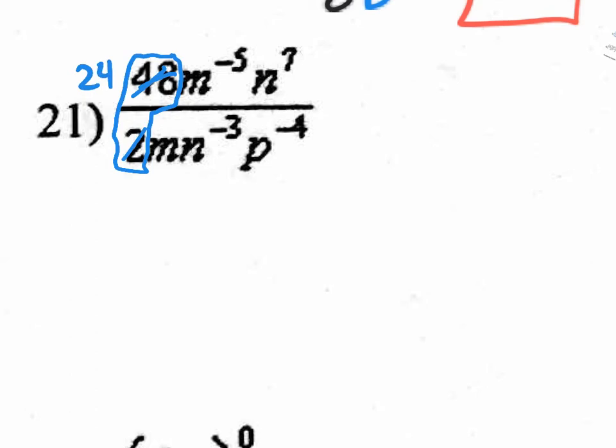Now, the m's, this guy, I'm going to have to move it down, and this n, I'm going to have to move it up. Okay, maybe I should do this with different colors. Let me do that. Different colors here. Okay, so I'm going to do this m to the negative 5.